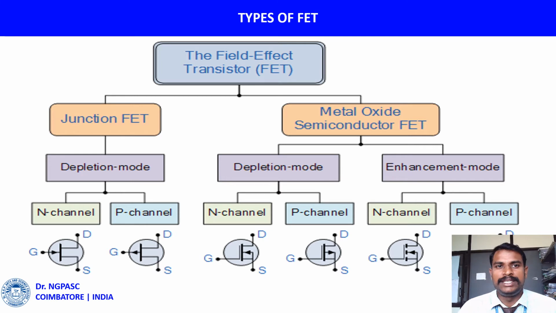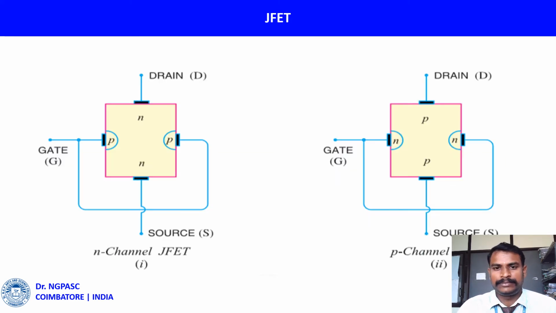There are two basic types of field effect transistor. The first one, the junction field effect transistor. The next one, the metal oxide semiconductor field effect transistor, called MOSFET. To begin with, we shall study JFET and then the improved form of JFET, namely MOSFET. First, JFET. The junction field effect transistor is a three-terminal semiconductor device in which current conduction is by one type of carrier, for example, either electrons or holes.